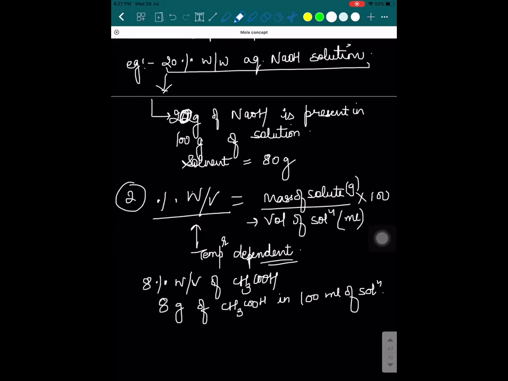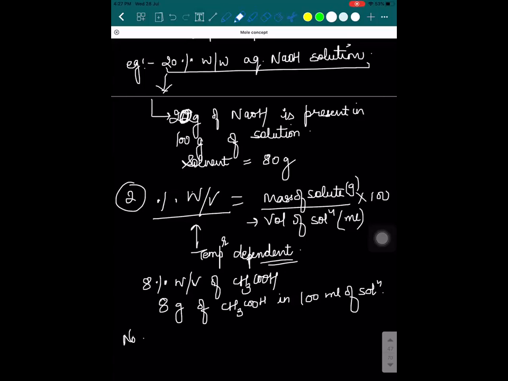A doubt can arise for you, ma'am, how will you calculate the amount of solvent? If volume is given and I want to calculate the amount, the weight, how will you solve it? At that time we need density, because density is mass by volume. Density is a factor which relates mass and volume both, isn't it?